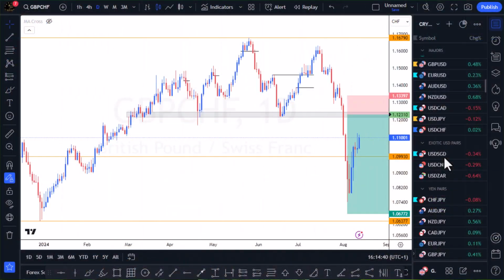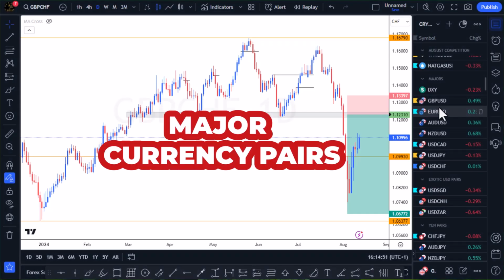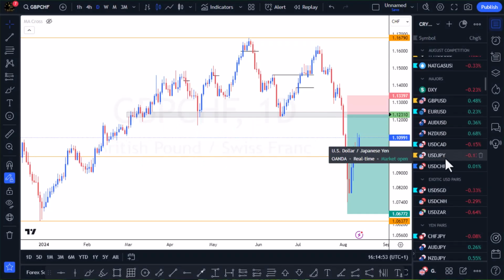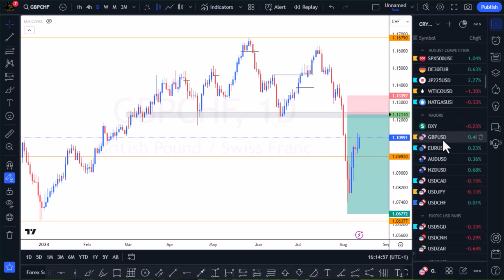All right, traders, this is my screenshot and I'm going to walk you through the 3 types of forex currency pairs in the forex market. First, we are going to start with the majors before we proceed to the minors, and lastly the exotic currency pairs. So what are the major currency pairs?